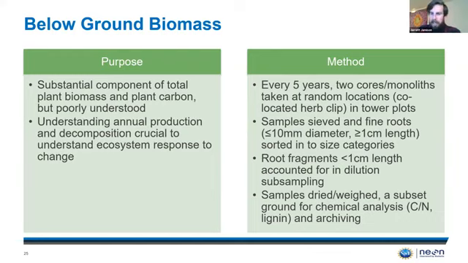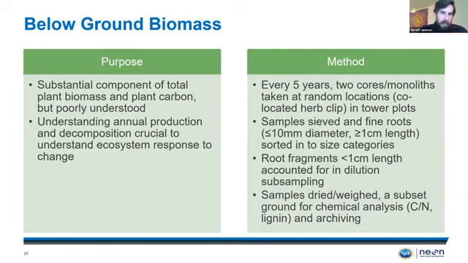Below ground biomass, mentioned earlier, represents a substantial component of the total plant biomass and plant carbon in terrestrial ecosystems. Yet below ground biomass stocks and turnover remain very poorly understood, both in space and in time. Developing a better understanding of below ground plant biomass, as well as how much of that biomass is produced and decomposed within a given year, is therefore crucial to improving our understanding of how terrestrial ecosystems respond to environmental changes.